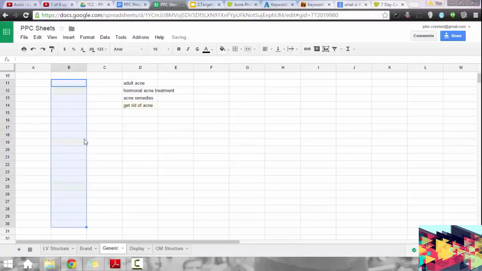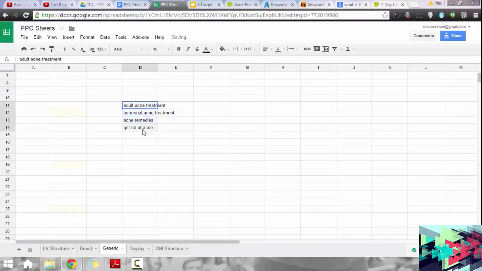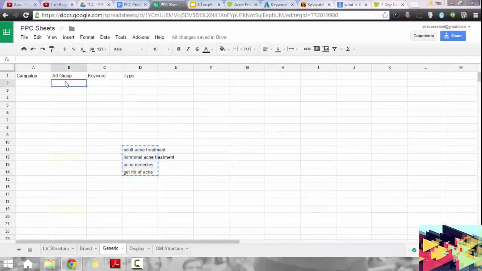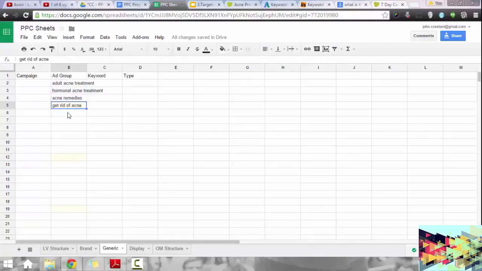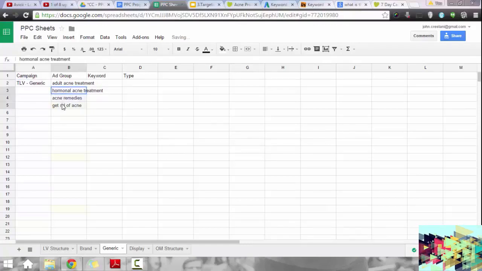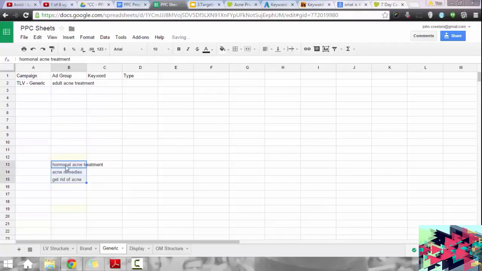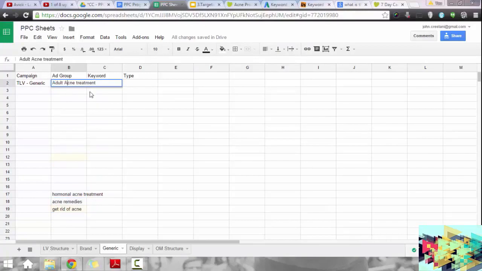Just because we don't have, we'll do adult acne treatment. Actually, I saw that on there. It's just a little more long tail. It doesn't really matter. I didn't pick many of those for any reason, just because they're slightly different. But I just want to give you an idea of how to create some ad groups here. So first, we're going to base our first ad group around adult acne treatment.